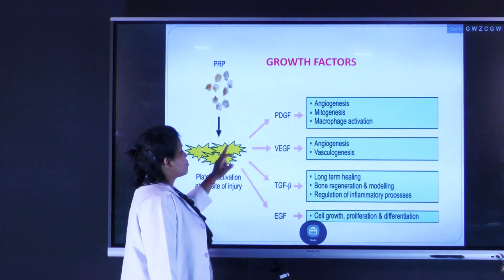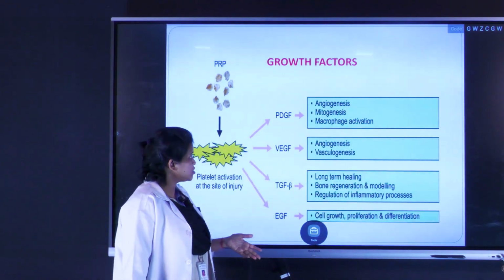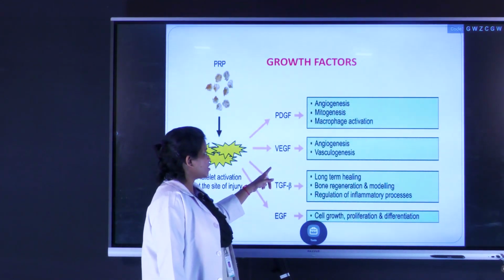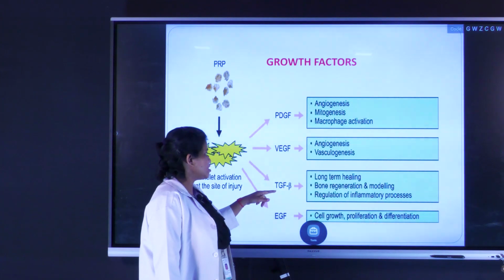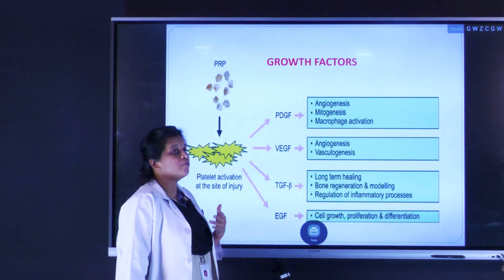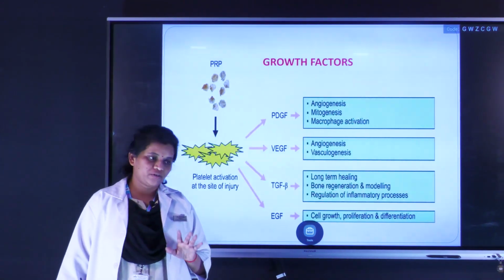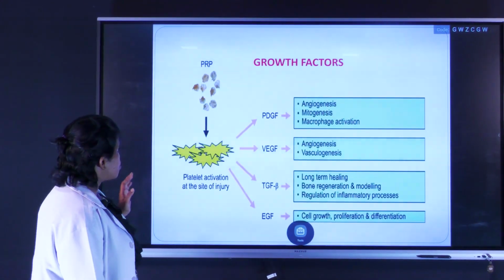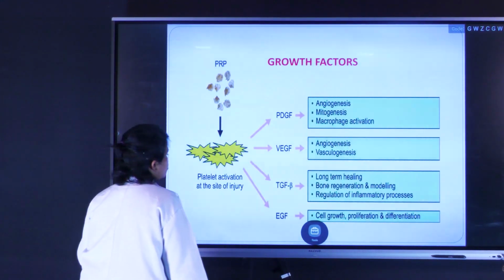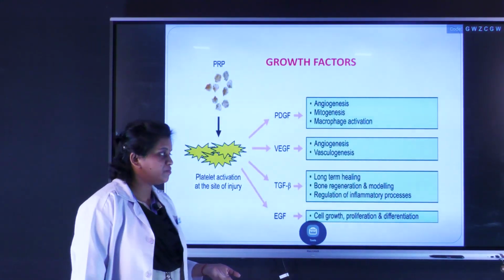The platelet derived growth factor helps in angiogenesis, mitogenesis, and macrophage activation. Vascular endothelial growth factor helps in angiogenesis and vasculogenesis, and transforming growth factor beta helps in long-term healing. It will help in bone regeneration, and also help in regulation of the inflammatory processes, right? So these are some functions of the growth factors, and we also have epidermal growth factor, which will help in cell growth and also differentiation, right?